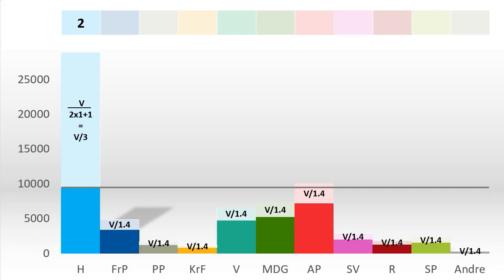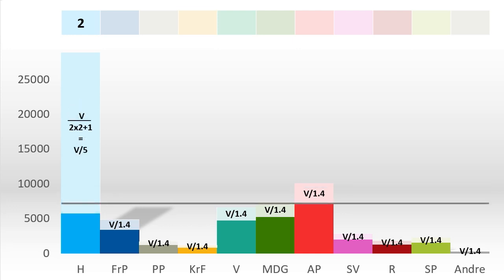So we continue the same process. All the other parties' numbers stay the same. And the Conservative Party's number is going to change a little bit this time. The votes are divided by 2 times the number of seats, 2 plus 1, so divided by 5. And after this division, we can see that now the Labour Party, AP, has the highest bar, which means in this round, the seat in the municipal council is given to the Labour Party.